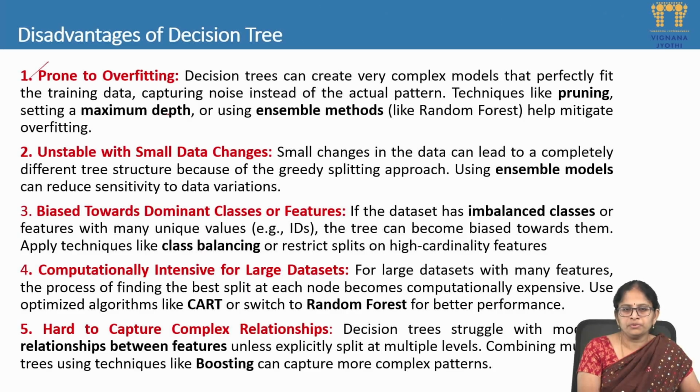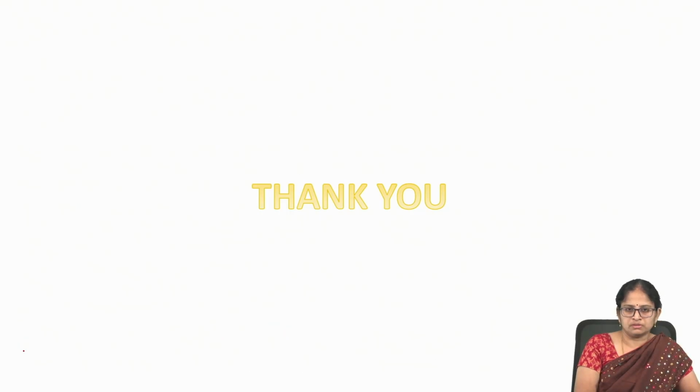Again, in pruning, we have pre-pruning and post-pruning. We will discuss these topics in the next video. And we have another issue with decision trees, that is they are unstable with small changes in data. Whenever the training data changes, automatically the tree construction also changes. Another problem is bias towards dominant classes. As I discussed earlier, info gain is biased towards the attributes with a large number of distinct values. They are also computationally intensive for large datasets and hard to capture complex relationships.